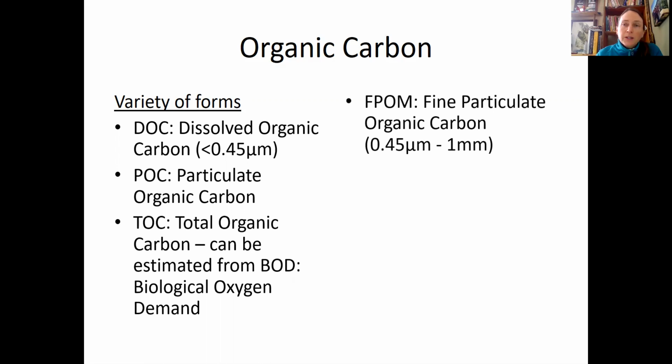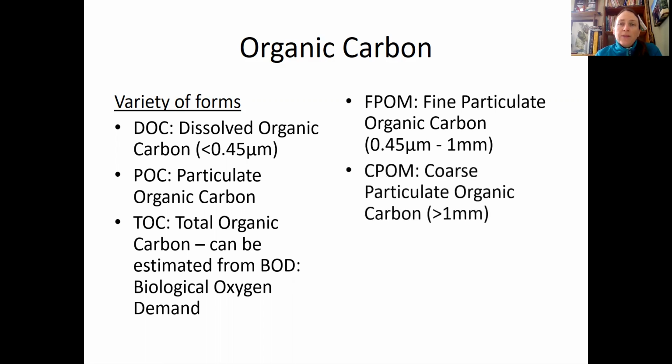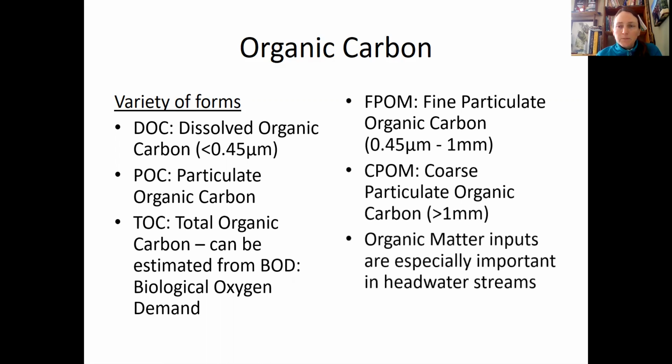We have fine particulate organic carbon, and so that's anything in the 0.45 to 1 millimeter size range, and then coarse particulate organic carbon, which is greater than 1 millimeter in size. So organic matter inputs are especially important in headwater streams where it's possible they could be really shady and cold, and algal growth might be limited. And so in this case, the streams might be getting a lot more of their carbon from organic matter inputs like detritus and leaf litter from terrestrial sources.